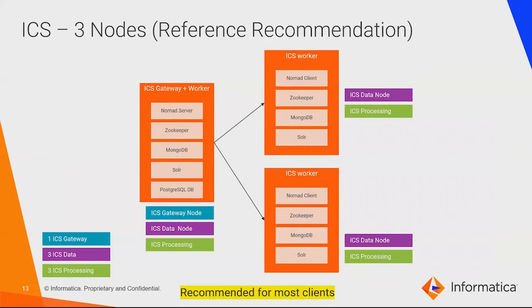So what would a typical cluster configuration look like for most of our customers? In a typical setup, you'd have three nodes, and this is not including the Informatica installation, of course, these are just purely cluster nodes. So you have your Informatica installation that's sitting outside of this. You'll have one gateway node, which is at the same time a worker node, which will host your Nomad server, MongoDB, Zookeeper, Solr, and Postgres. And then together with those, you'll have two additional worker nodes for MongoDB and Nomad.